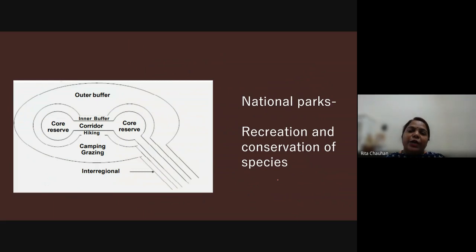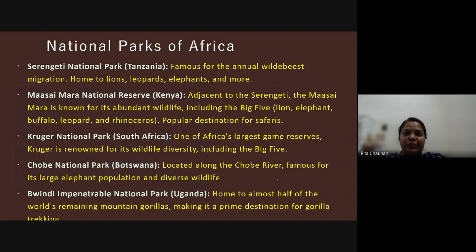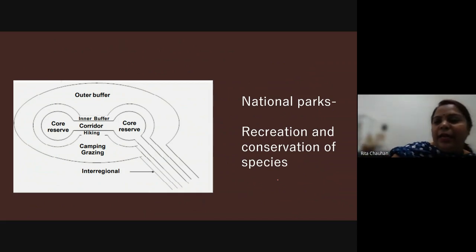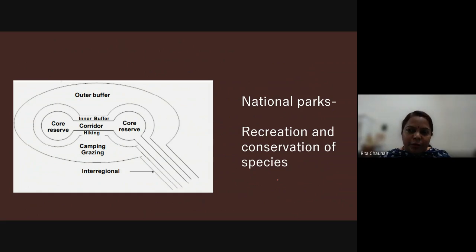So we should have national parks. There are many national parks in Africa also. This is the list. Let us understand what is basically in a national park. In a national park area, generally we take up an area of importance. We take an area which is having a good biodiversity of good animals, good plants, and there is a core area. There are two core areas and there is a corridor between them.